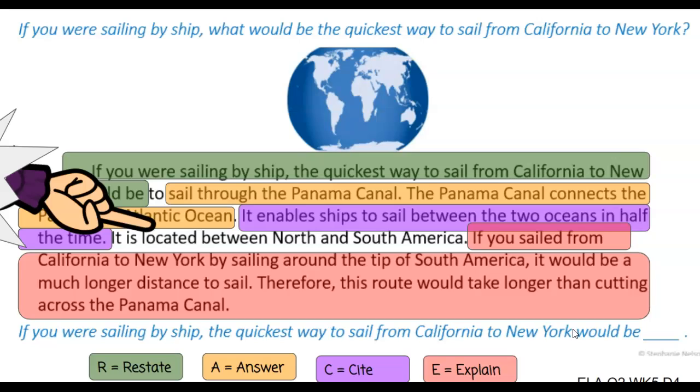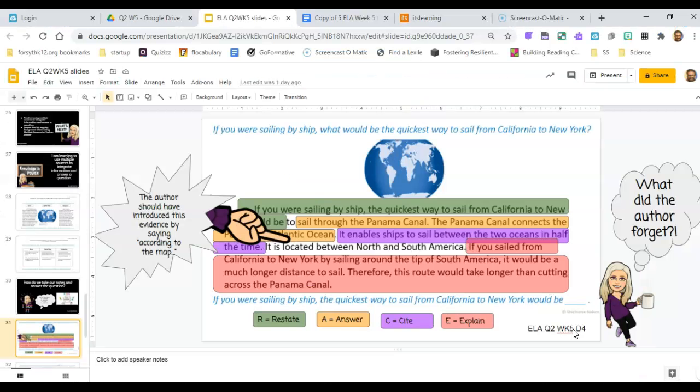So now if you look at this, if you were sailing by ship, what would be the quickest way to sail from California to New York? And so the restate of the question, you actually say it. If you were sailing by ship, the quickest way to sail from California to New York would be, and you can see this is blocking a little bit here. With this, they give the answer. So that's the R. The restate is in green.